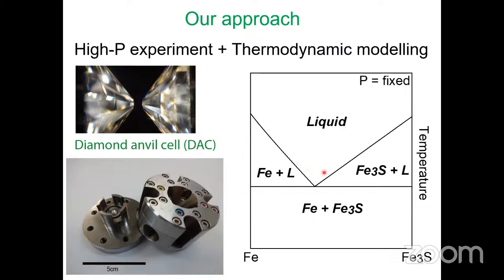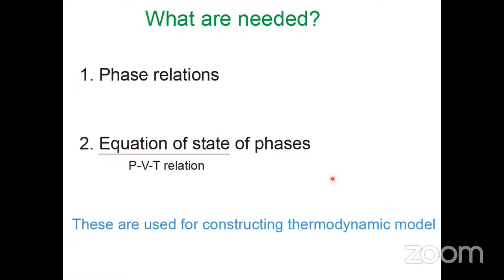And then thermodynamic modeling: I'm trying to model the eutectic melting relationship, which I'll explain later. To construct the thermodynamic modeling, what is needed? We need two pieces of information. One is the phase diagram, phase relations, and equation of state of phases.